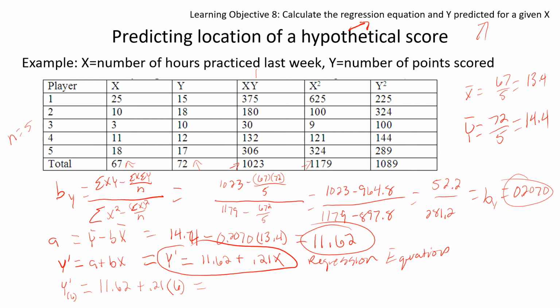And if you math all that out, you get 12.88. So what you're saying here is that if x is 6, y is predicted to be 12.88.